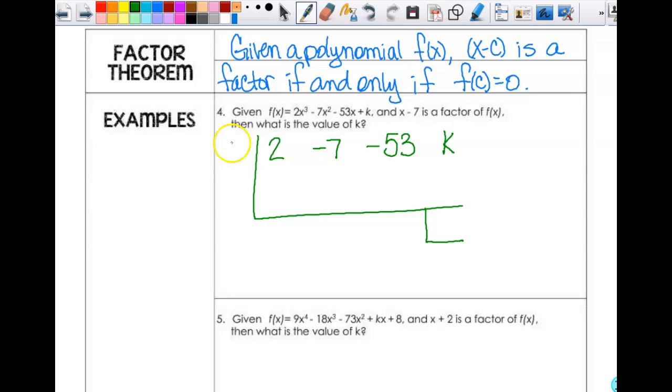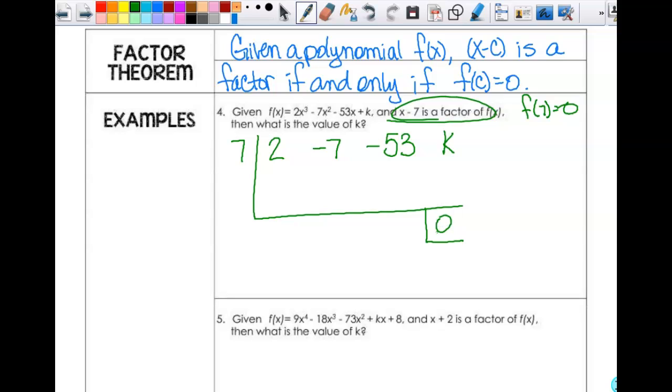And outside goes 7. Anything else I need to fill in before I start? Do I know what the remainder is? It's 0. Because if it tells me x minus 7 is a factor, then that means f of 7 equals 0. And so that has to be my remainder. Okay, does that make sense?